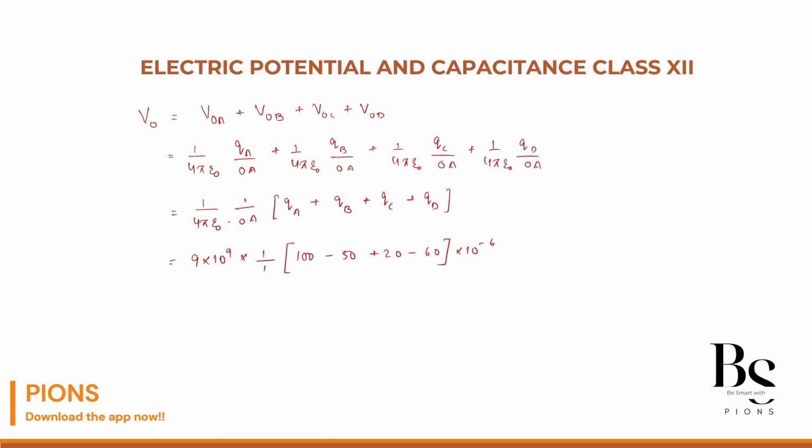But be very careful. Signs for potential and potential energy are very, very important. So let's multiply. 1 by 1 is anyways 1. 10 to the power 9 and that 10 to the power minus 6 outside will make it 9 into 10 to the power 3. And here, 100 minus 50 is 50, 50 plus 20 is 70, 70 minus 60 is 10. So our net voltage at the center of the square is 9 into 10 to the power 4 volt.